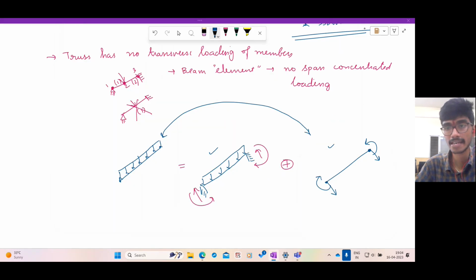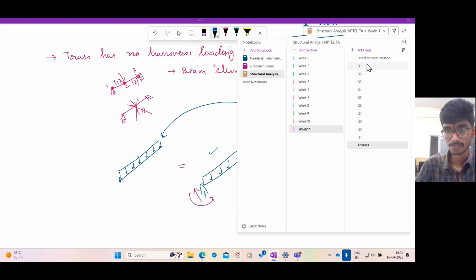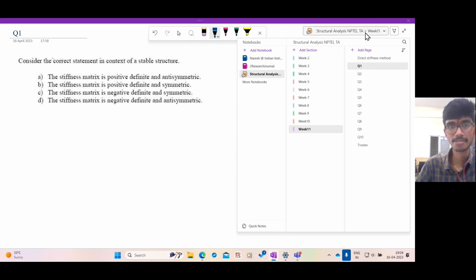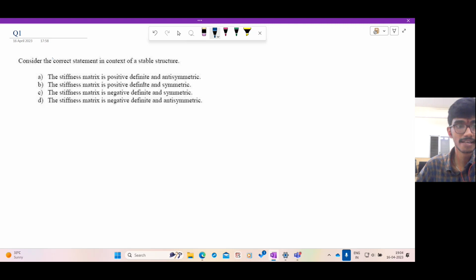Okay, let me proceed. Let's get into problem solving. So let's look at the first question. Consider the correct statement in the context of a stable structure. So you need to know what is a positive definite matrix. So let us see what is a positive definite matrix.